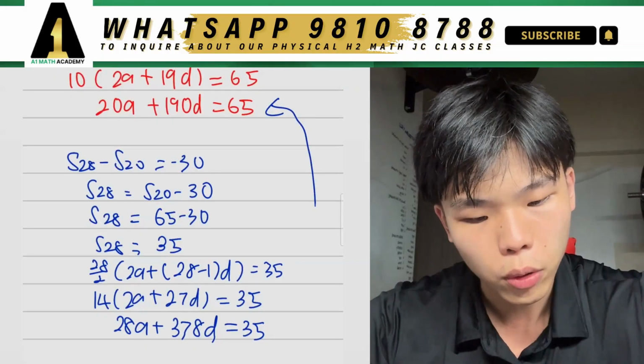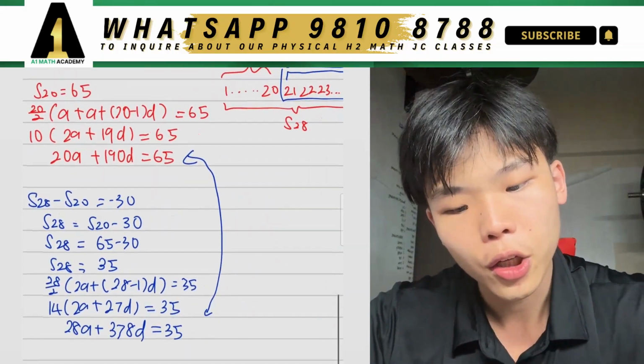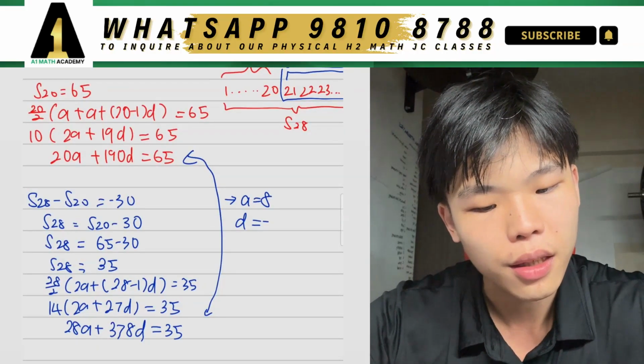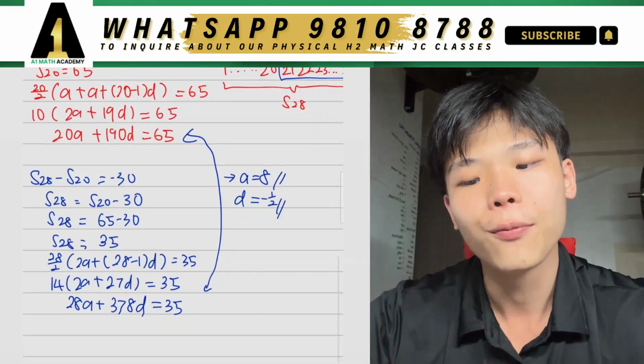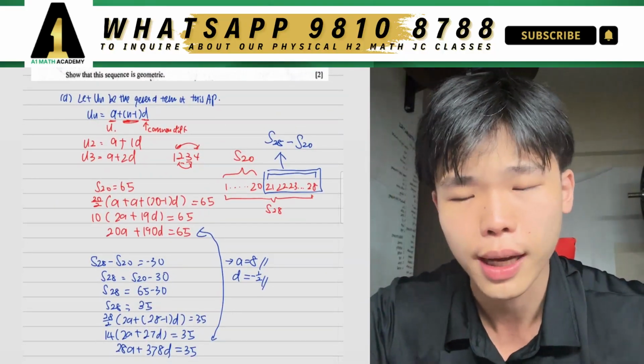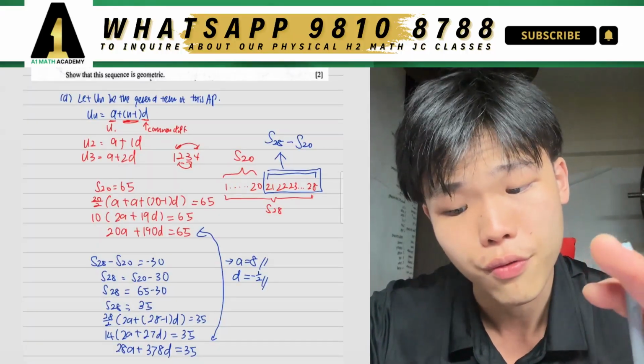So now you have two simultaneous equations. And if you key these two simultaneous equations into your GC, you will solve that a is 8 and the common difference d is negative half, and this is the final answer to the first part over here. So this is a very simple sequence and series question that I think is very standard, especially if you're a J1 student. This question is actually really standard.